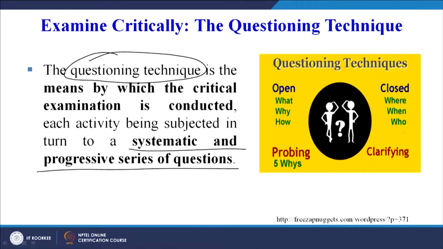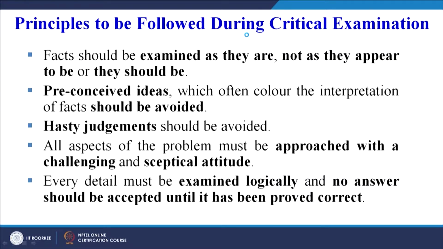So we will look for alternatives when we question each and every aspect related to the current method of doing the job. We will ask different types of questions like what, why, how, where, when, who, then probing the 5 whys. Different techniques we will use. Basically, it is to ask questions related to the current method of doing the work.